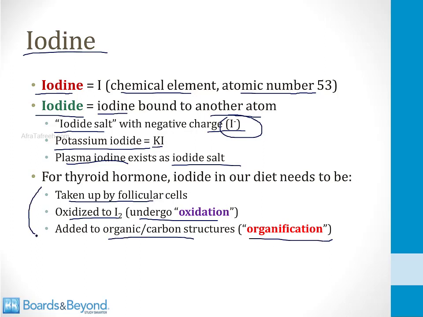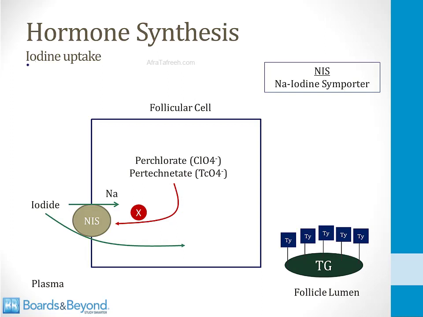And we're going to talk about these 3 steps of incorporating iodine into thyroid hormone. They're very high yield for you to know for Step 1. So the first step is iodine uptake by cells of the thyroid gland. On the screen, I've drawn a follicular cell of the thyroid gland.